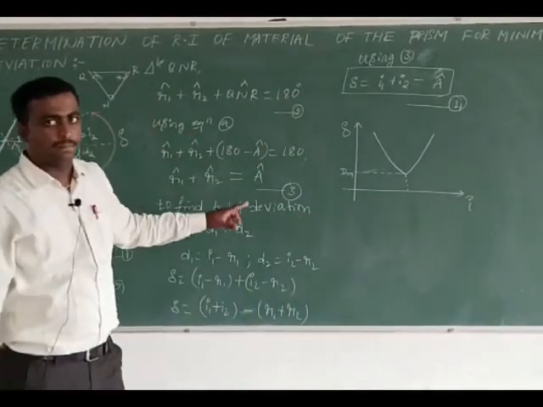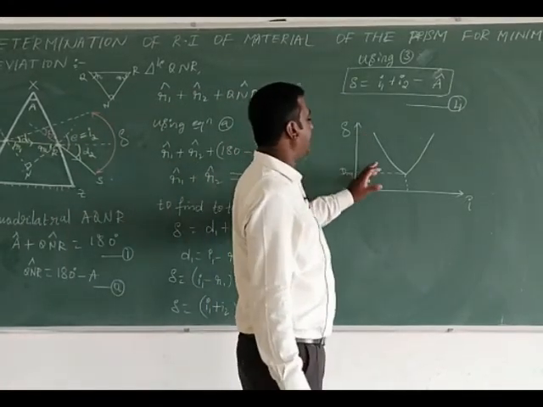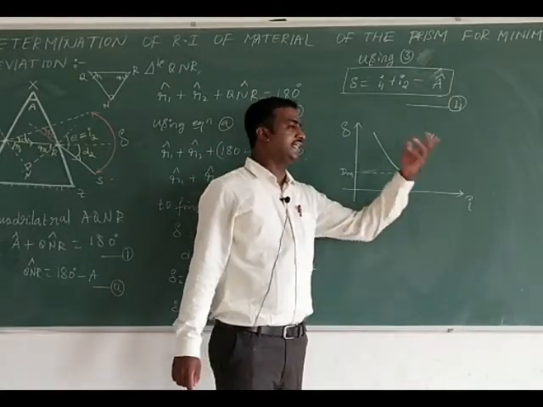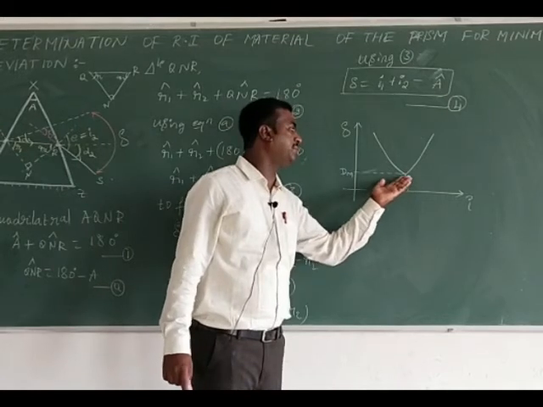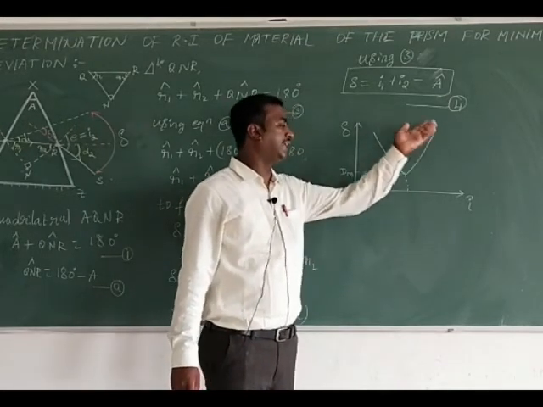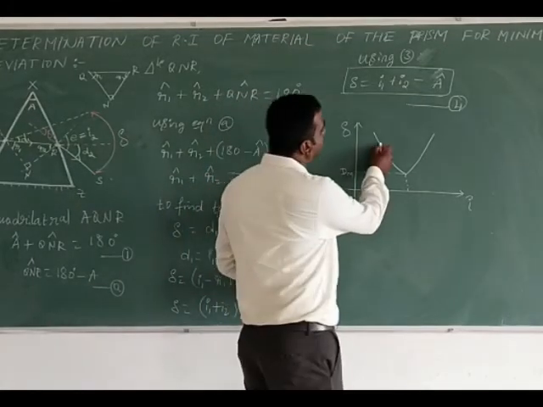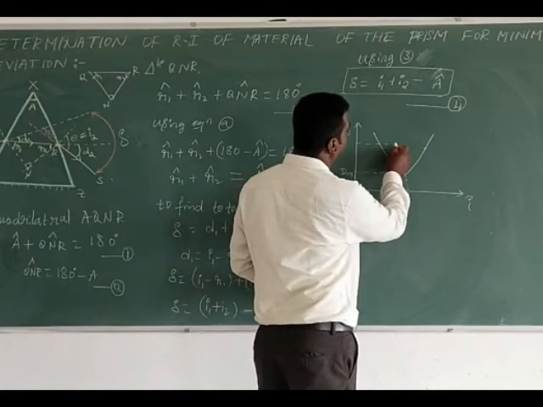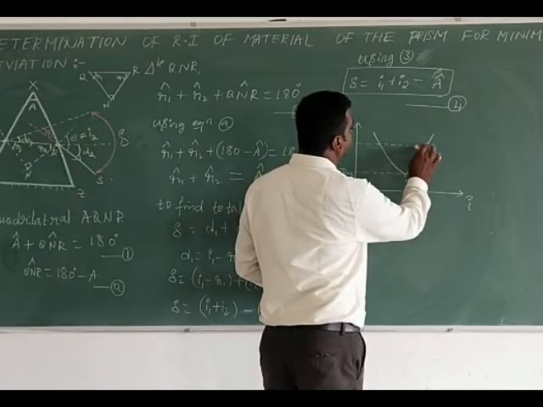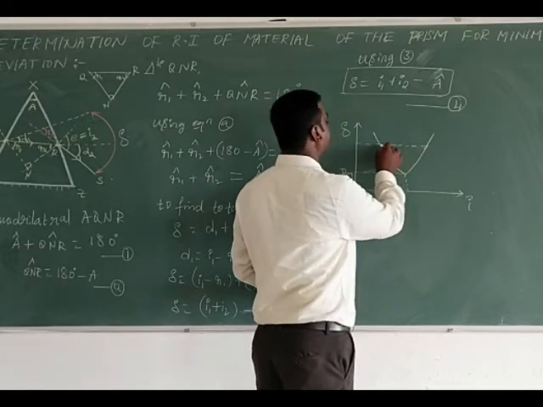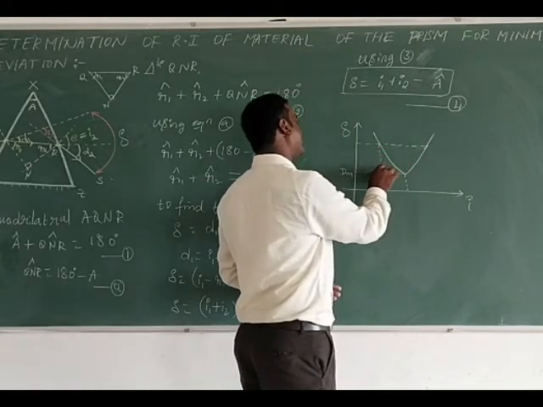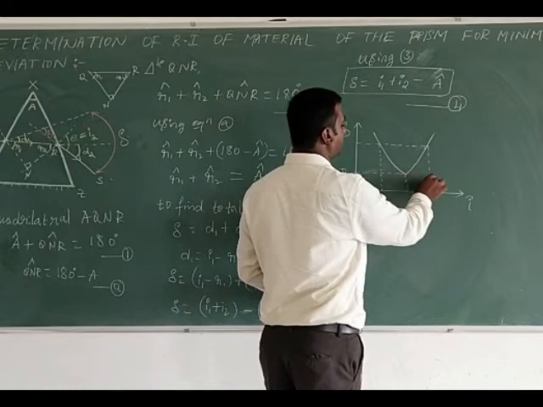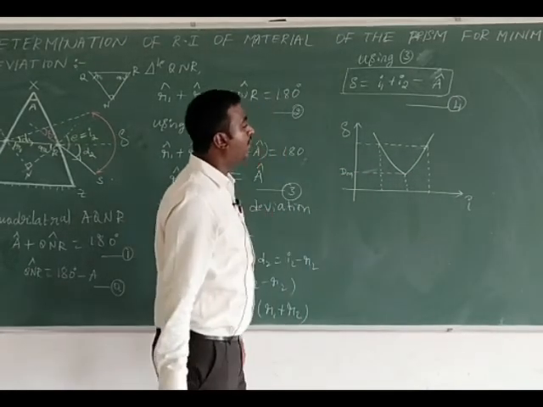Now in this graph there are three points. The first point: when the angle of incidence increases, the deviation decreases. After the minimum deviation, again it starts to increase. Second, for every angle of deviation there are two angles of incidence. Are you agreed with this statement? For every angle of deviation there are two angles of incidence, wherever you go.